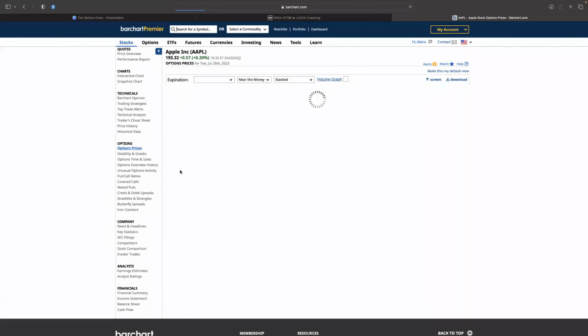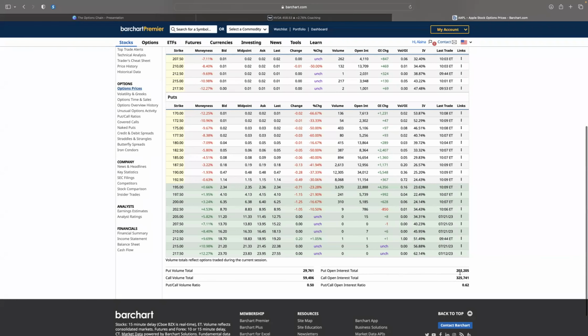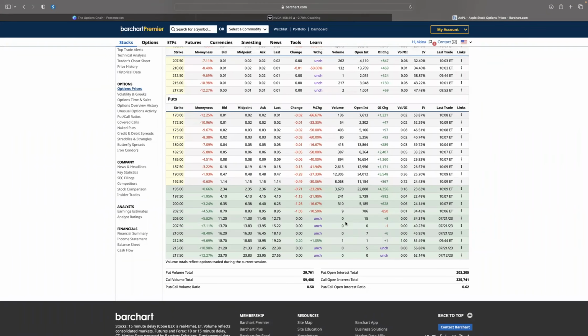Also, this is cool too. You can see the put and call volume, the ratio. You can also see the open interest. There's been times, especially back when I used to swing trade, where I would be super bullish on something, and then I'd come over here and it'd be put heavy. So I'd want to make sure that I'm on the right side.